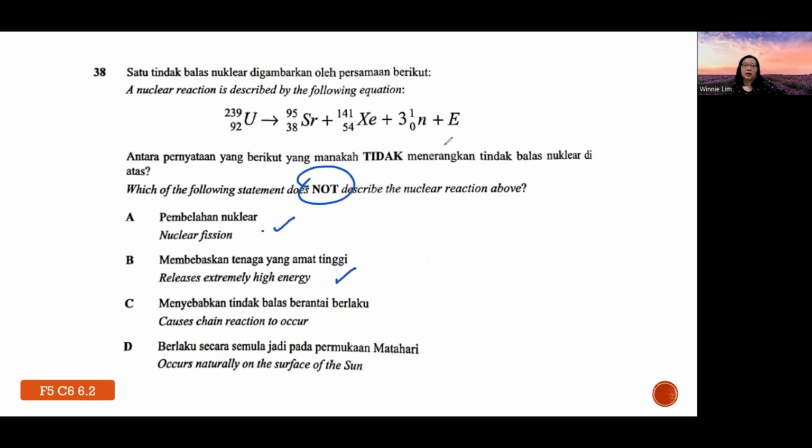Release energy, yes, extremely high energy. Can cause chain reaction because you have neutrons, right? These neutrons will find more uranium to bombard. They occur in the sun, no, so this is the answer. This is wrong. The process that occurs in the sun is actually nuclear fusion, not fission.